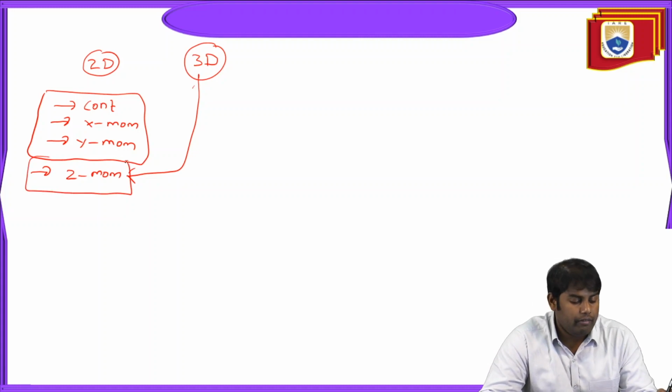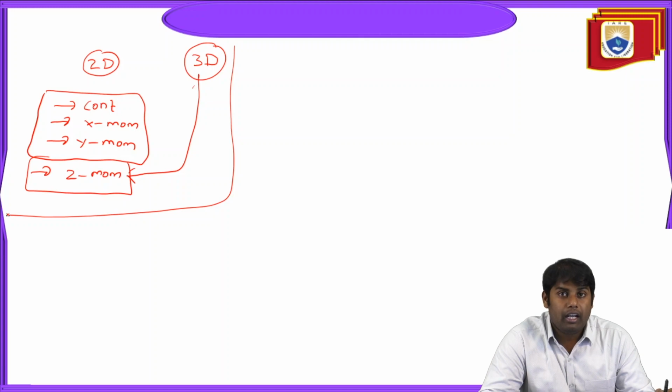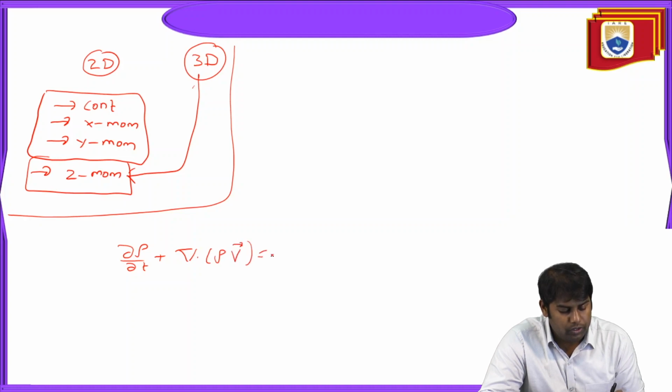Okay, so additionally we have the z momentum equation. Now, this category we have already seen. When the flow is getting compressed, even though you don't have heat transfer, the density changes. So if you see the continuity equation, let's say ∂ρ/∂t + ∇·(ρV) = 0.